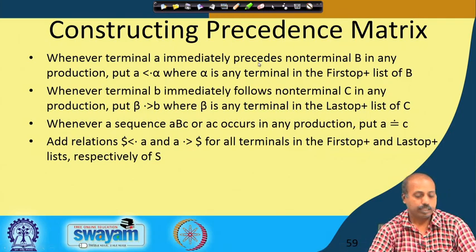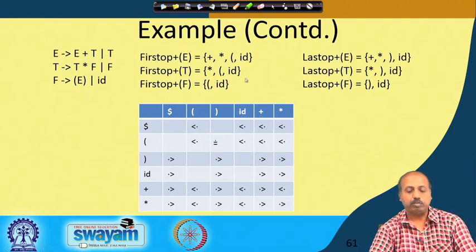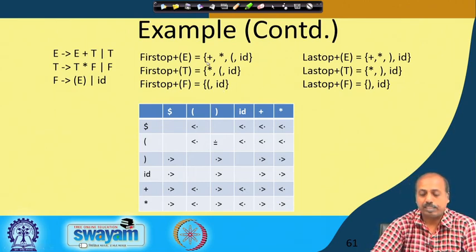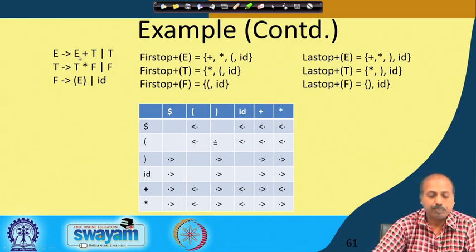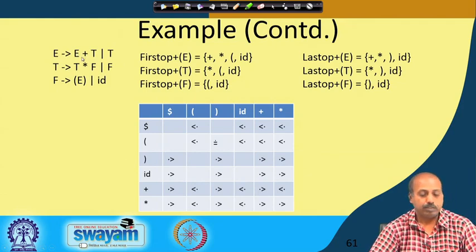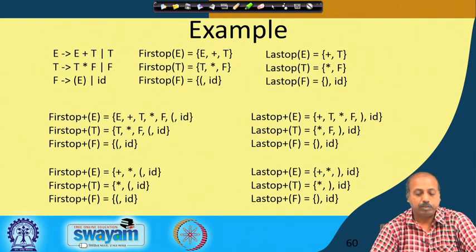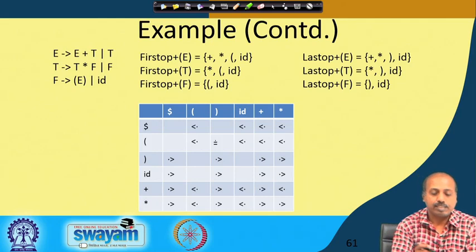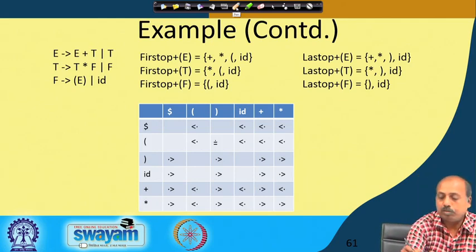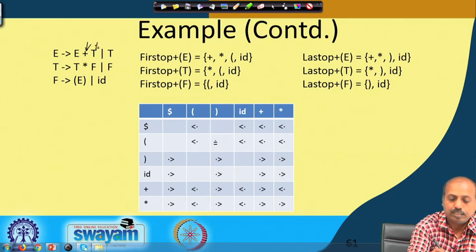So, let us see for the example that we are considering how they are going to occur. See, this is the first of class list for E, T, F, this is the last of class list for E, T, F. Now, let us consider this rule, E producing E plus T. Then the first rule that we had says that if you have a rule where a terminal A immediately precedes non-terminal B. So, that way what qualifies is this plus. If we consider the first rule, we have to see this plus and T.